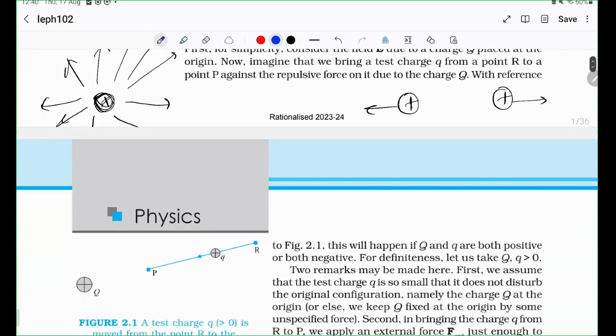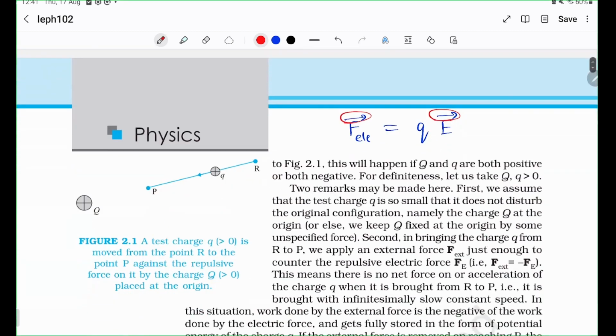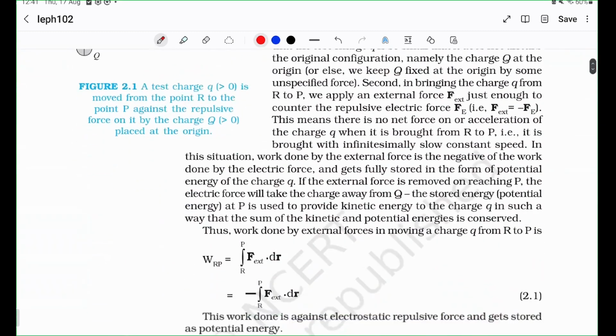So the simple way we defined a field was: the electrostatic force on any charge Q is the magnitude of the charge times the electric field at that point. And very importantly, the direction of the force is the same as the direction of the field. So that is how we define a field. The definition of field follows basically as the force exerted per unit charge.